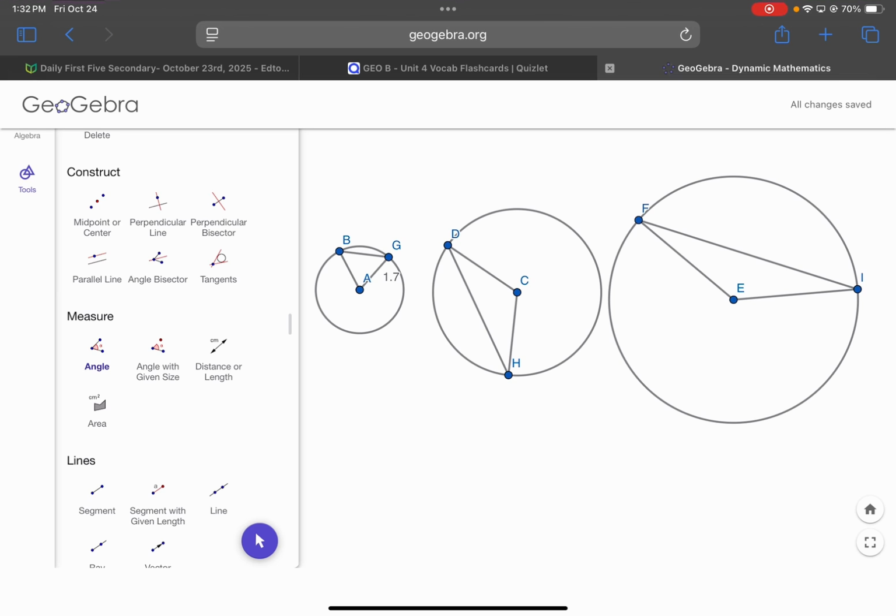You click the measure button, and then measure angle. So I'm clicking ABG and AGB. I want you to do that for all 3 circles and keep in your head what's happening. Whatever observations you make, keep them in your head for now.